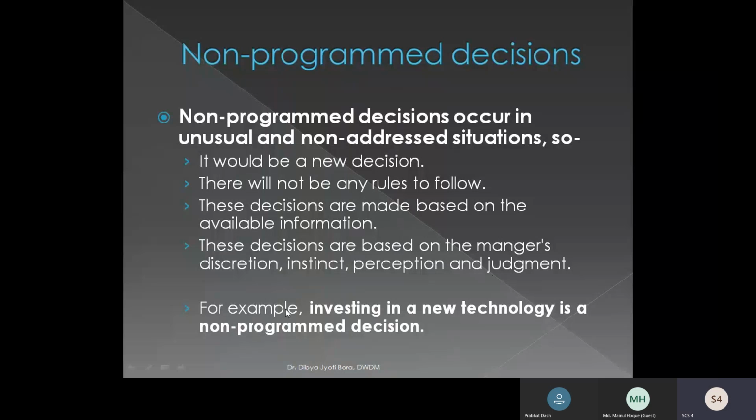Like one more example I have cited here: investing in a new technology is a kind of non-programmed decision. Can anybody of you explain this? What does this example mean?